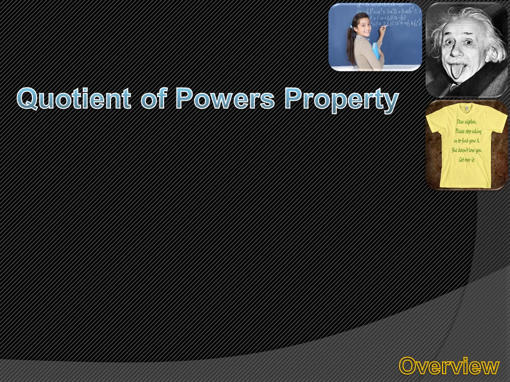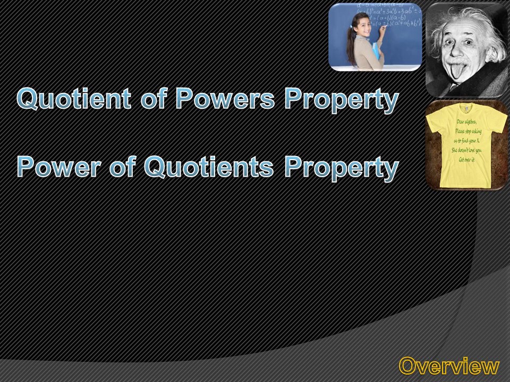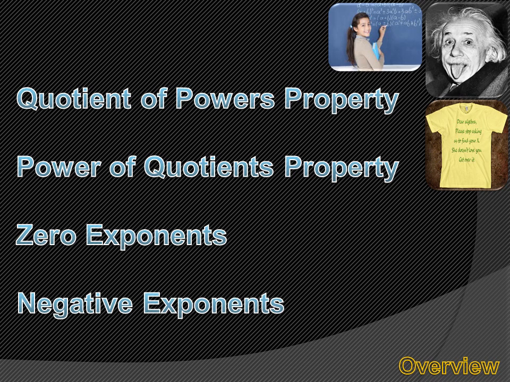I hope you saw the last lesson on exponential properties involving products, or involving multiplication, because today we're going to build on that. We're going to talk about the exponential properties that involve division, and then we're going to define a couple of oddball exponential terms. Before this lesson's over, hopefully you're going to understand the quotient of powers property, the power of quotients property. You're going to understand what a zero exponent is, and you're going to understand what a negative exponent means.